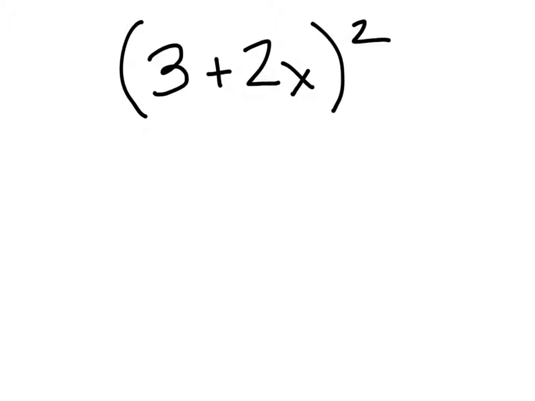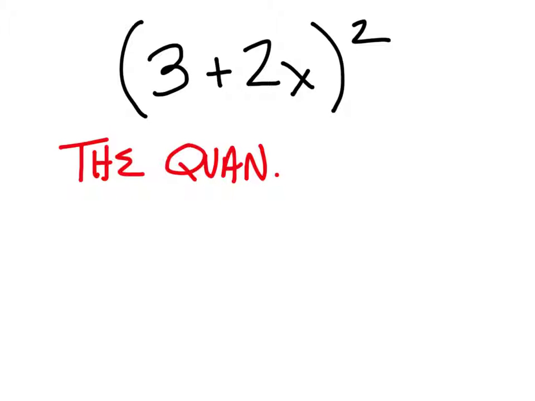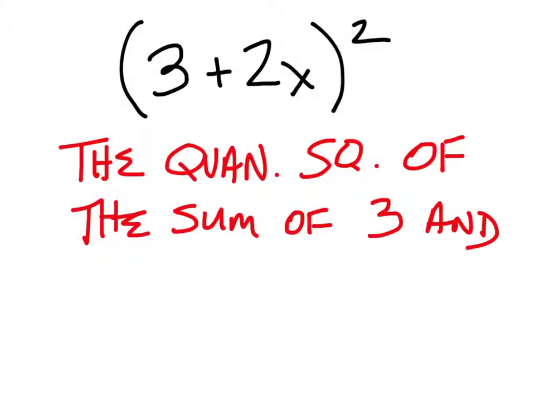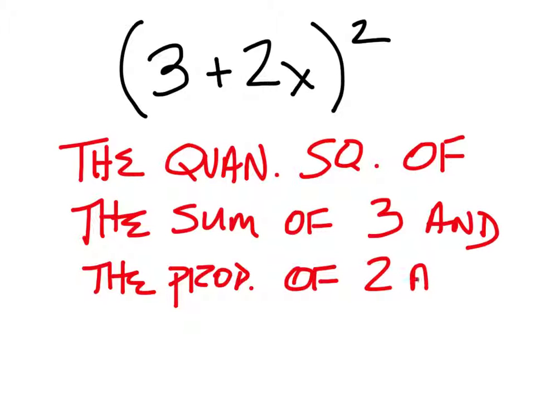Okay, on this one, you're going to have the quantity squared, and I'm abbreviating to save time, the quantity squared of the sum of 3 and the product of 2 and a number.